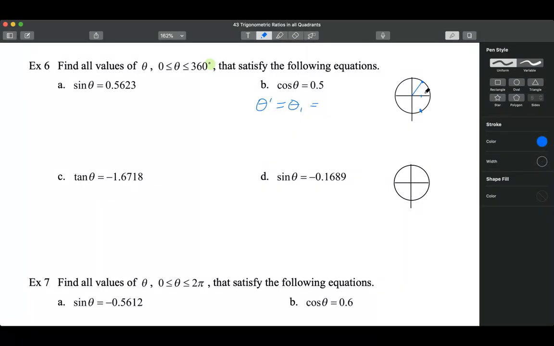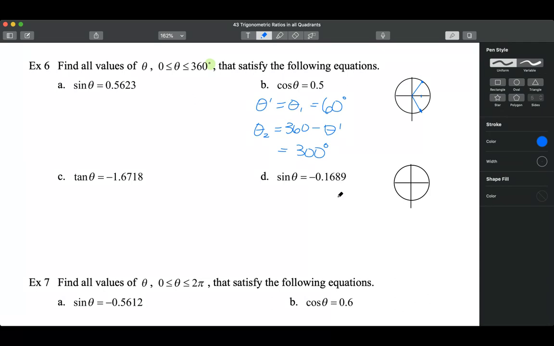And I know that that's my short side tall angle, which is pi over 3 radians or 60 degrees. Theta 2 down here in quadrant 4, well, that's going to be 360 minus the reference angle. So theta 2 is 360 minus the reference angle, which is 300 degrees.